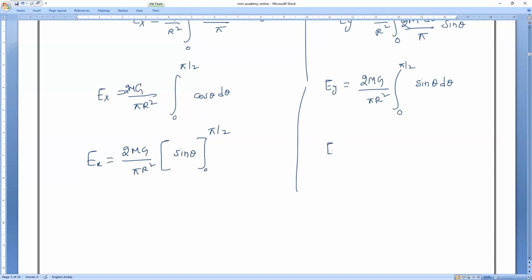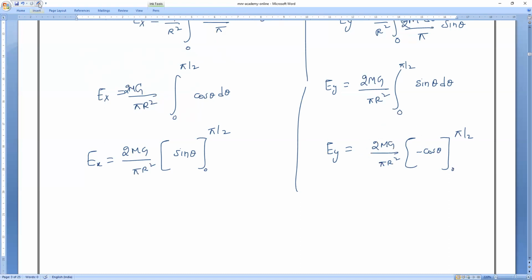Same way here, the y-axis is equal to 2MG divided by pi R square. Integration of sin theta, what is that? Minus cos theta, from 0 to pi by 2. Take this minus and put it here. I will put it here and erase it later. Next step you can do it.